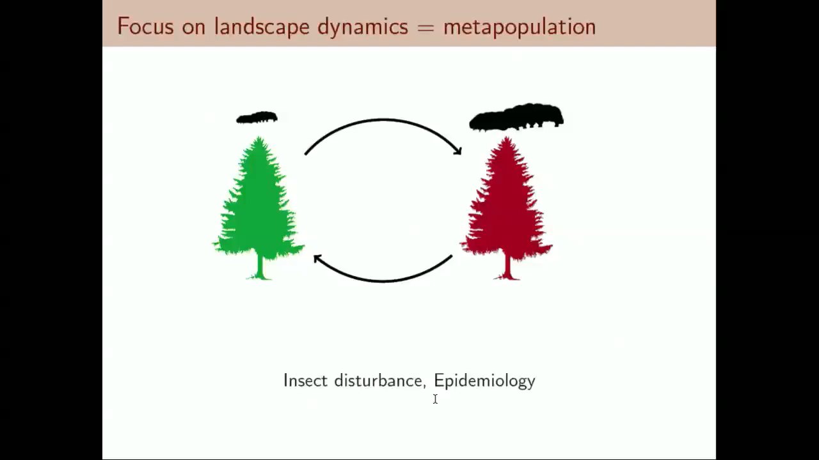So instead of modeling the density of the spruce budworm, we modeled the effect of it on the forest. So it becomes kind of an insect disturbance model or an epidemiological model, where you don't say, oh, I have 50 million bacteria inside me today. You say, oh, I feel so sick. So instead, we model the defoliation caused.